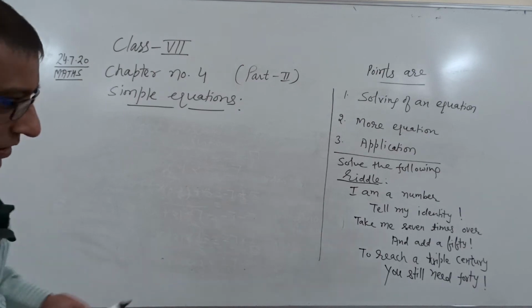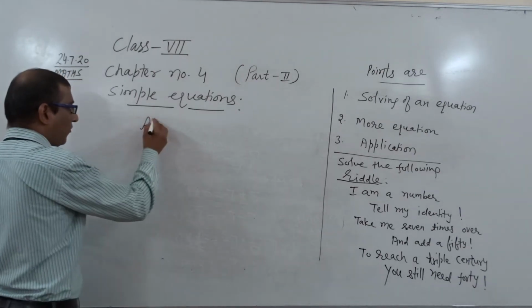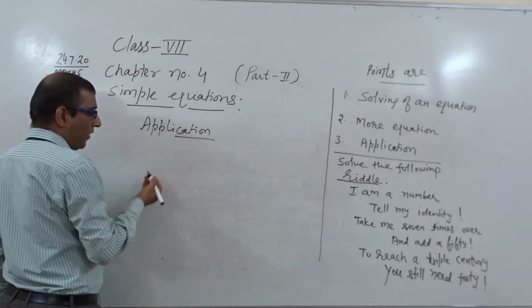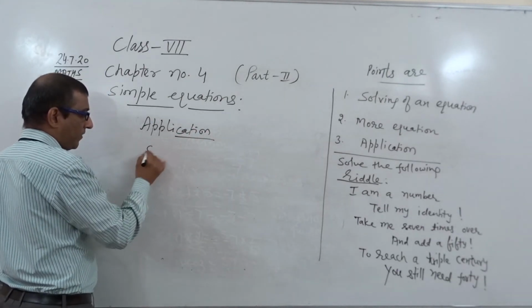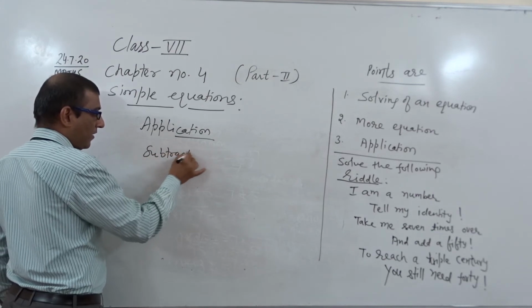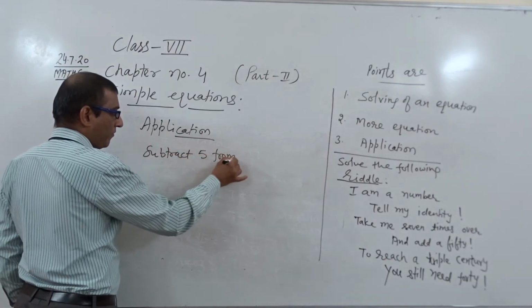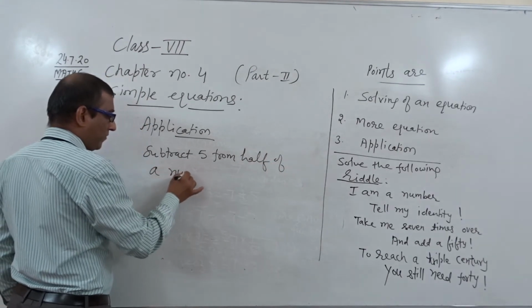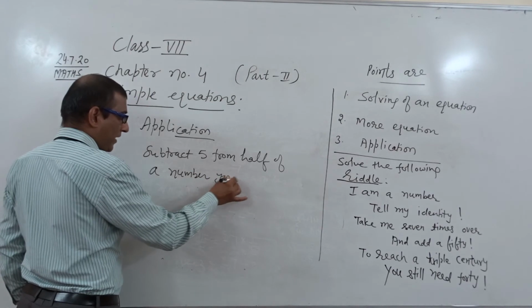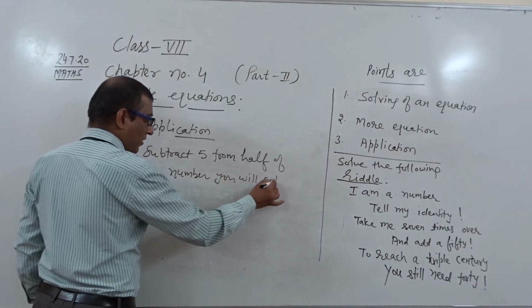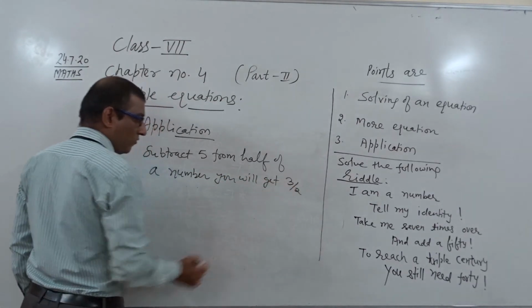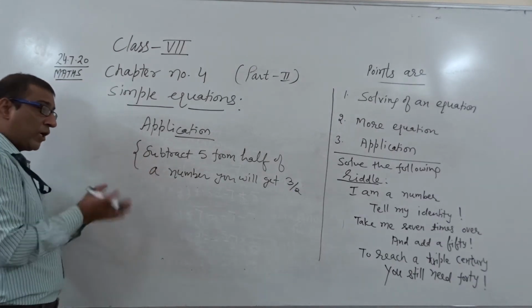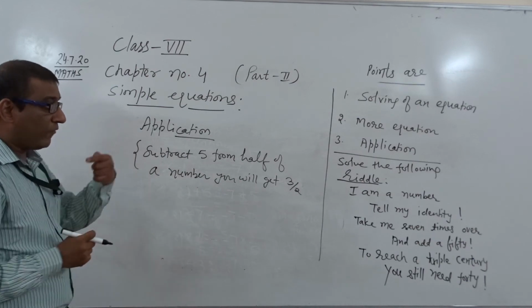So in application, I am continuing with one more problem, that is a word problem, and how we can solve it. For example, if I am saying: subtract 5 from half of a number, you will get 3 by 2. So how can we solve such a type of equation? This time we have to set up an equation. After that we have to solve it also.